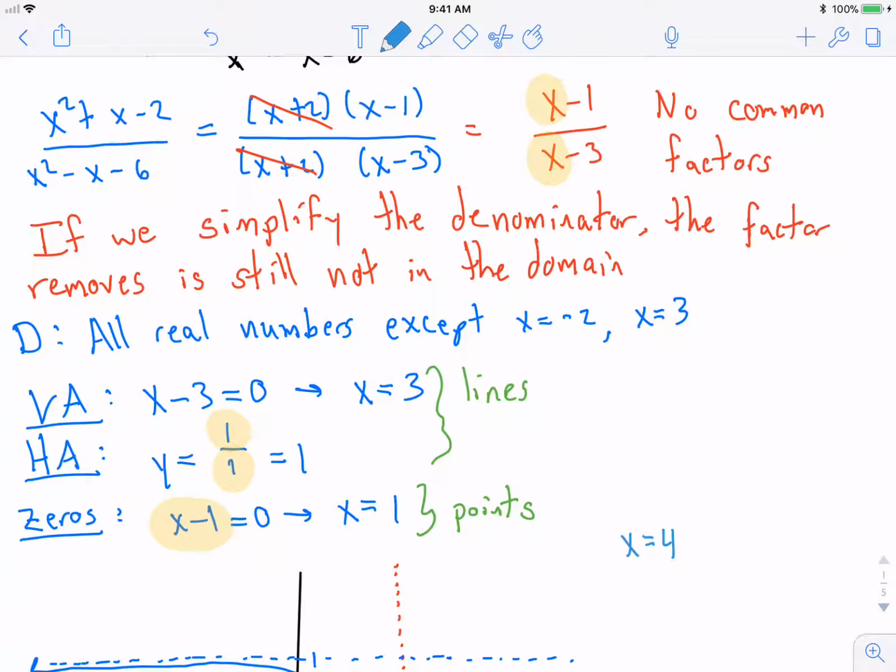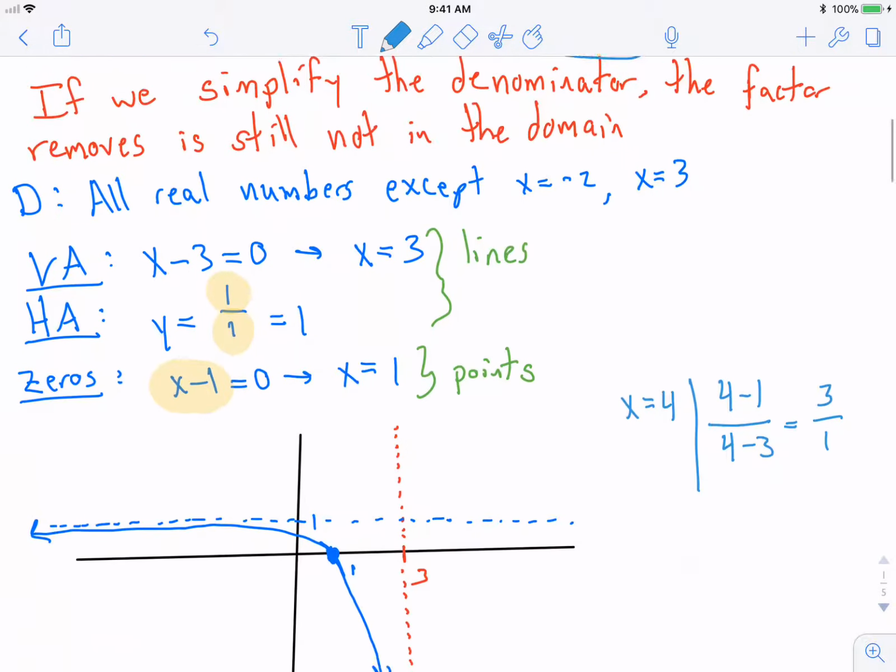our function x minus 1 divided by x minus 3 to plug into. So this is 4 minus 1 divided by 4 minus 3, which is equal to 3 over 1.